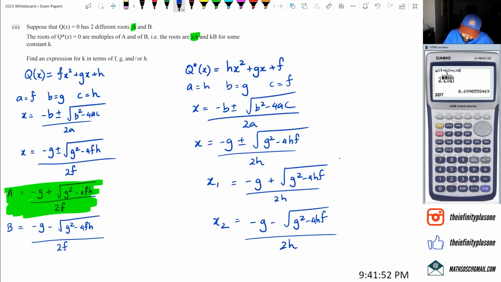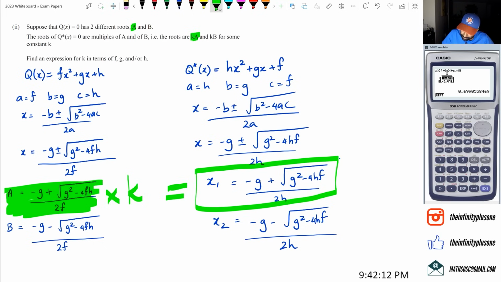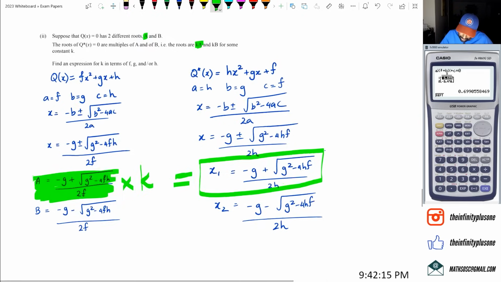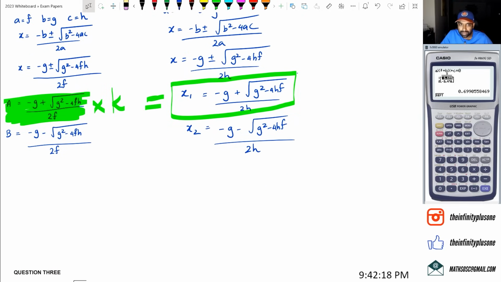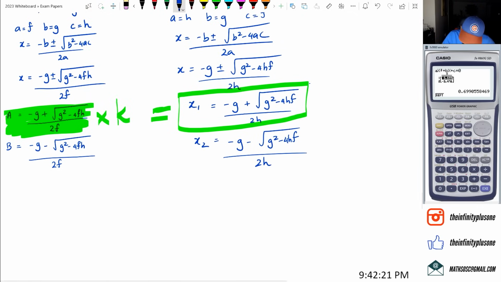But it actually says the roots are multiples of a and b, which means if I take this green highlighted root and I multiply it by k, I should get this solution. So that's literally what the question is asking us. Again, you're thinking, wow man, that looks complicated. Well, it's not too bad at all, because what we're going to do is multiply the whole lot of them. Watch what happens.